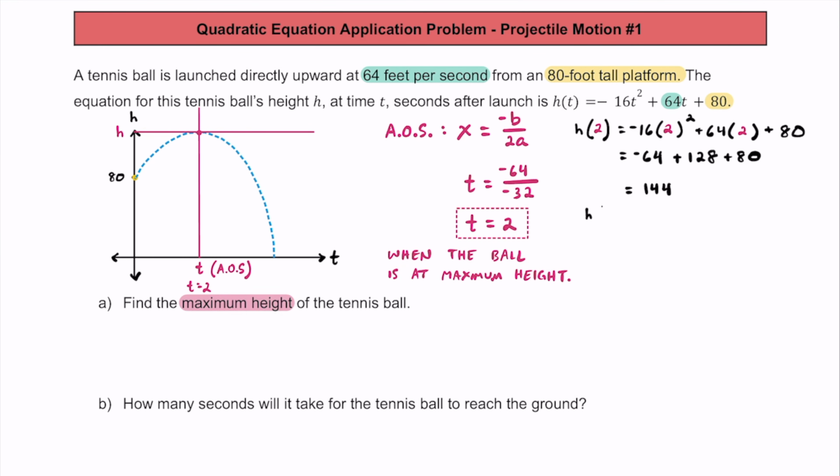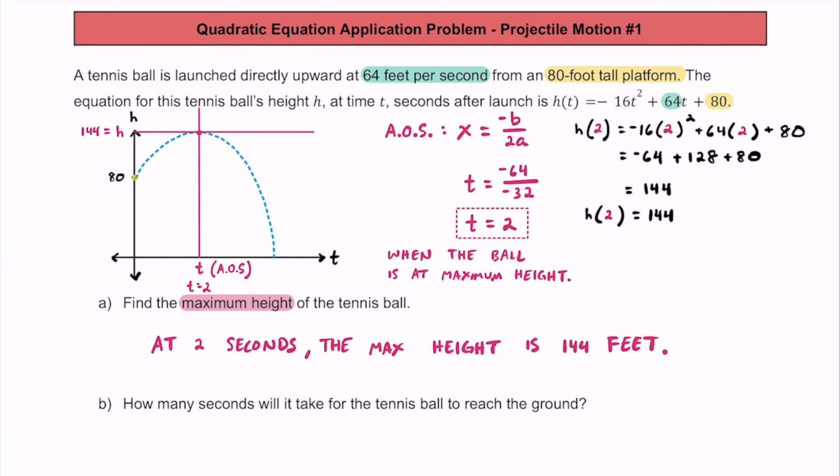And so what we just figured out is that h of 2, or the height at which time is equal to 2, is equal to 144 feet in the air. That's going to be the maximum height of this tennis ball. And so we can conclude that when t is equal to 2, or at 2 seconds, the max height, or h of 2, is equal to 144 feet.